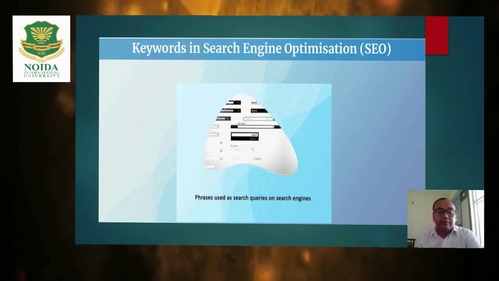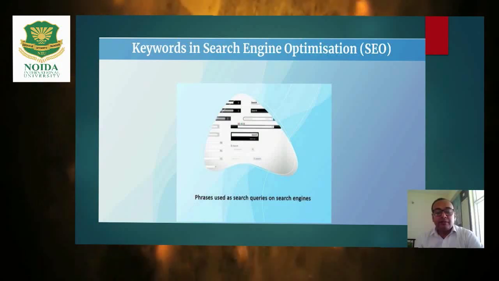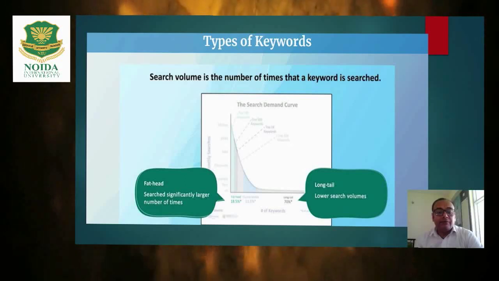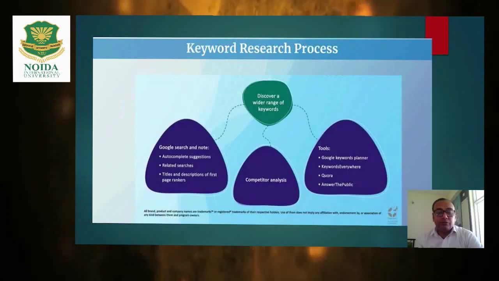And the most important part of any search is the keywords, and making the right keywords is known as search engine optimization, or SEO. They are the phrases used as search queries on the search engine, so they can provide you more information. If you want to talk about the types of keywords, there are two types. One is the fat head, which are searched significantly in larger numbers. Second is the long tail keywords, which have a lower search volume.